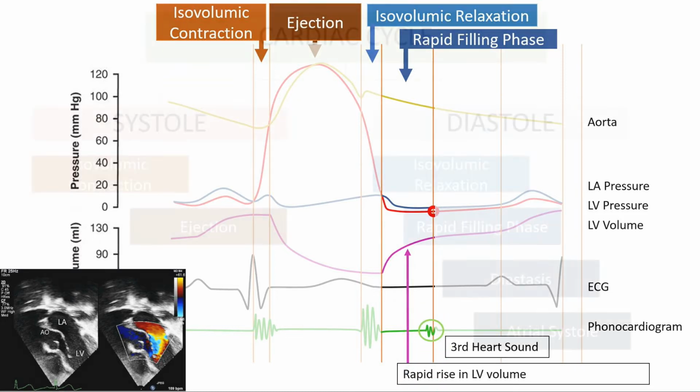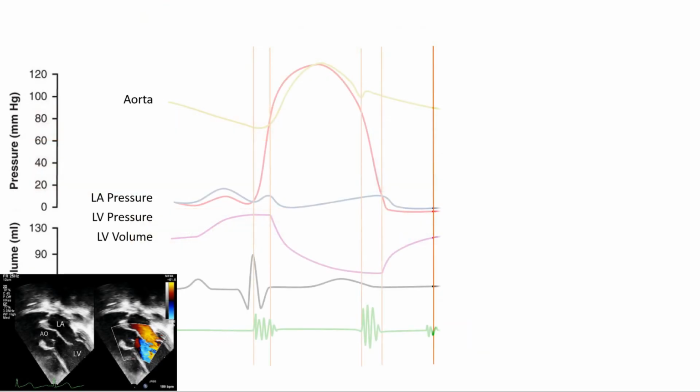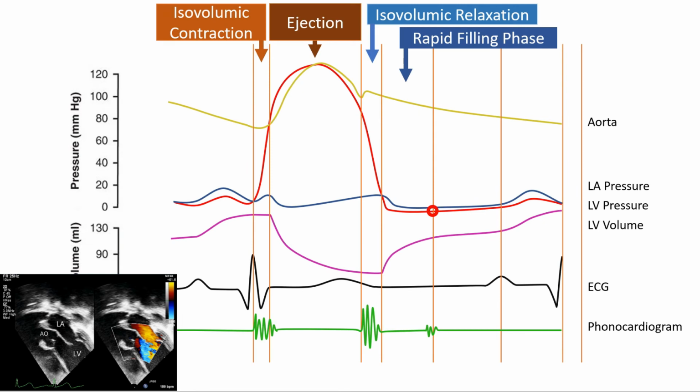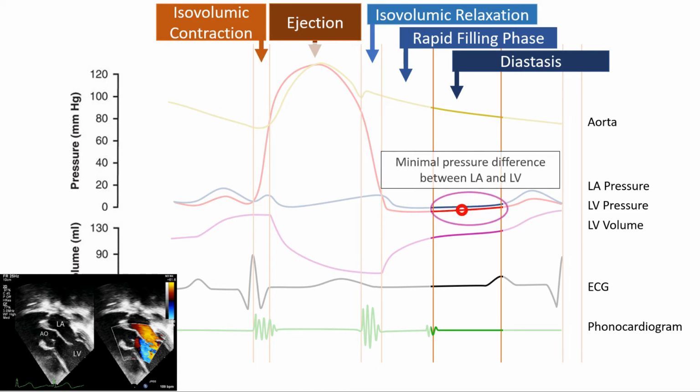The next phase in diastole is called diastasis. Due to the initial rapid filling phase, the pressure in the left ventricle gradually rises. Because of this, the pressure difference between the left atrium and left ventricle is minimal during this period. Still, because of some pressure difference, blood slowly moves from left atrium to left ventricle during this period, continuing to fill the left ventricle. There is only a marginal rise of left ventricular volume during this period.